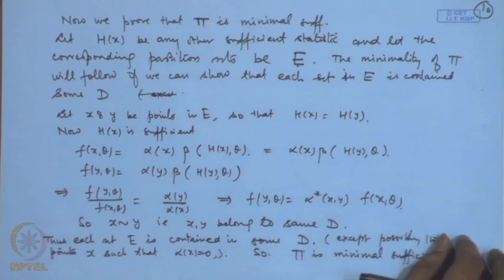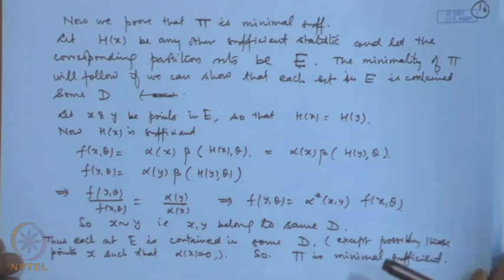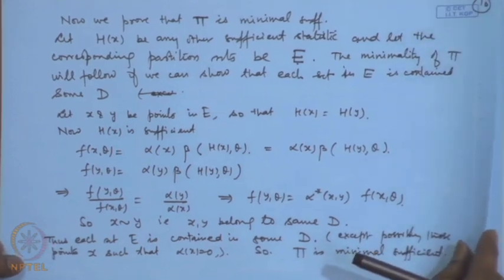So, this gives us a method of determining the minimal sufficient statistics. What we consider is that you take the ratio f(x, theta) divided by f(y, theta), and this should be free from the parameter. So, what is the partition that will induce this condition, and the corresponding sufficient statistic, if we find that out, that will be minimal sufficient. So, let me explain through some examples.